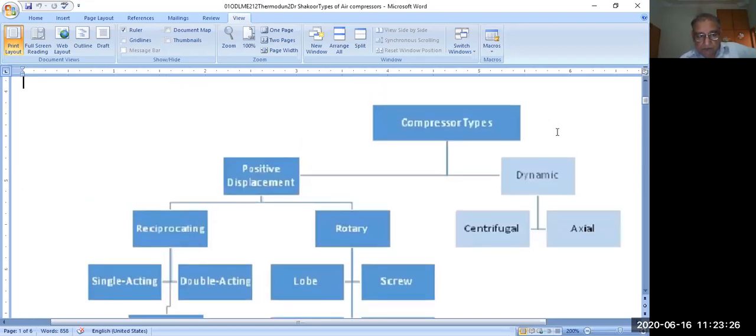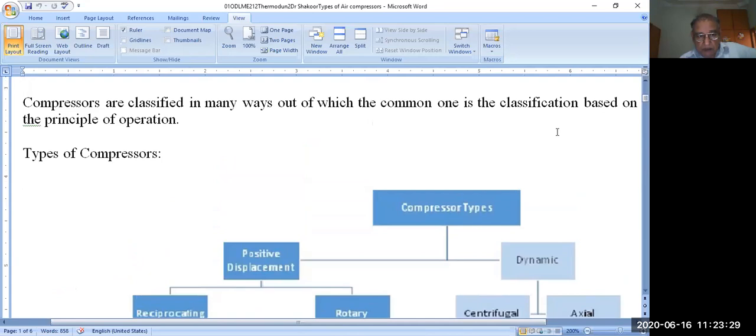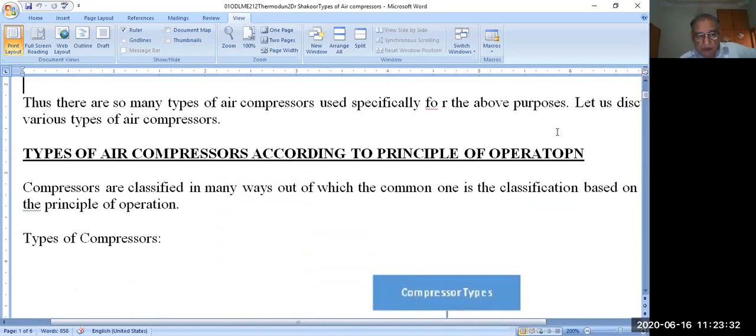Thus, there are so many types of air compressors used. Specifically for the above purposes, let us describe various types of air compressors. According to principle of operation, air compressors will be classified as given below. Compressors are classified in many ways, out of which the common one is classification based on principle of operation.